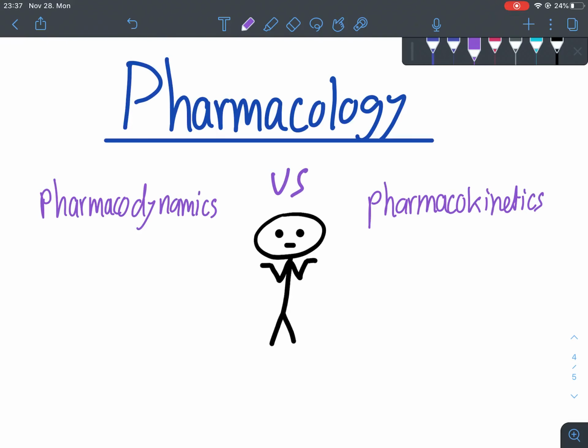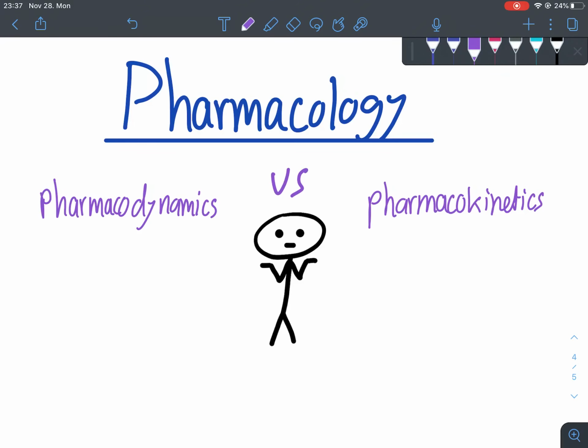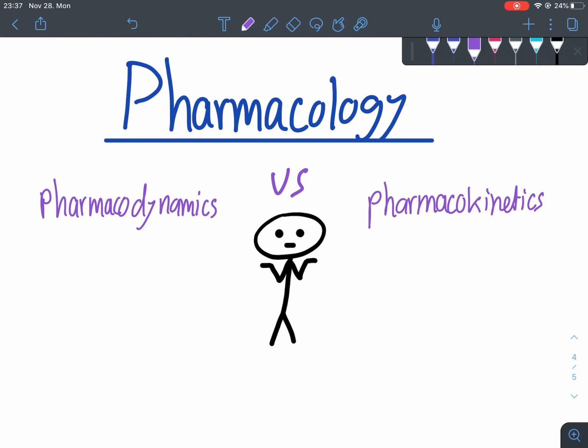In pharmacology, we study the effects of different medications on the body. And to really understand how pharmacology works, you have to understand how pharmacodynamics and pharmacokinetics work. There's a difference between both of these pretty complicated terms. We're going to start with a really simple definition of both: pharmacodynamics is what the drug does to the body, while pharmacokinetics is what the body does to the drugs.